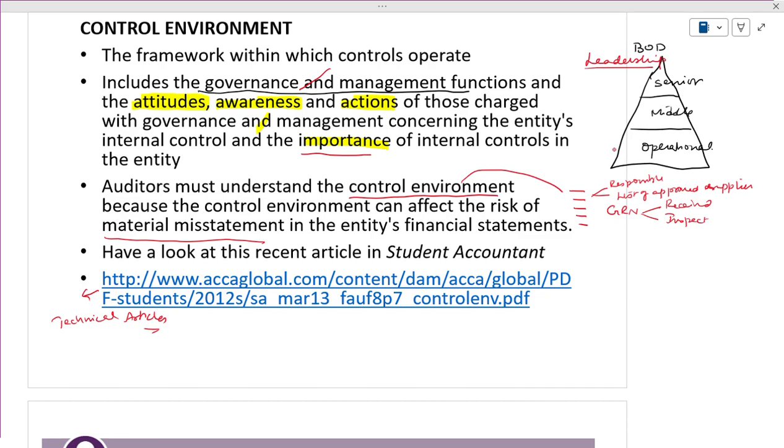In audit, if you go to your login page, your Canvas or your home page, on your login home page you will have Audit and Assurance. In that, there is one icon, technical articles. You should read the technical articles, is it right? See, this is simple reading. You have technical articles and you have examiner's feedback.